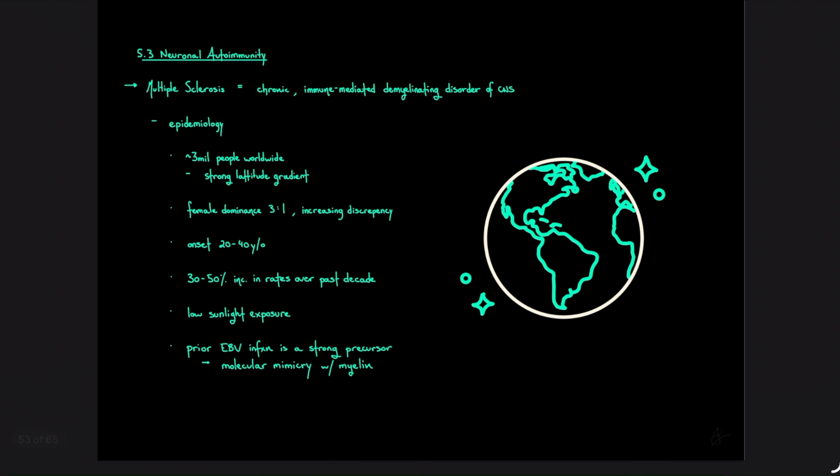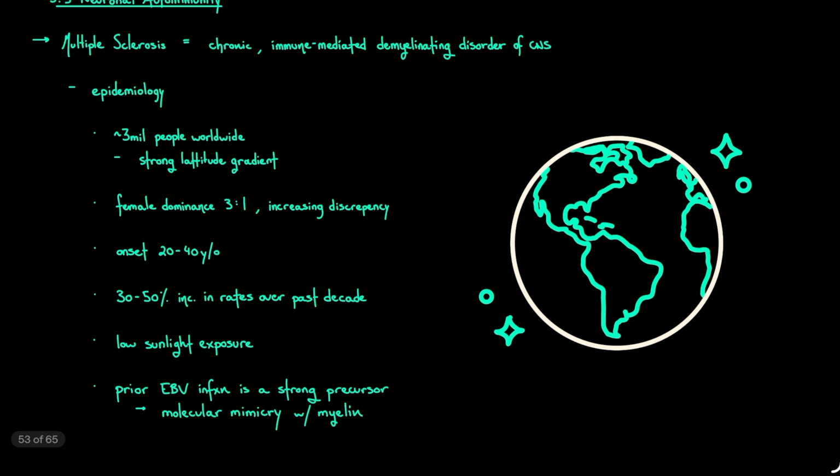Okay, and then the epidemiology here. Again, you're not responsible for this. I just like giving you guys the so what and the scope of it all. So 3 million people worldwide, pretty prevalent. A strong latitude gradient, so we see this in Northeast U.S., Canada, Scandinavia, that kind of thing. Female predominance, 3 to 1. And that discrepancy is increasing, so maybe 3.5 to 1 soon here, we'll see. Onset's 20 to 40, but it's very variable.